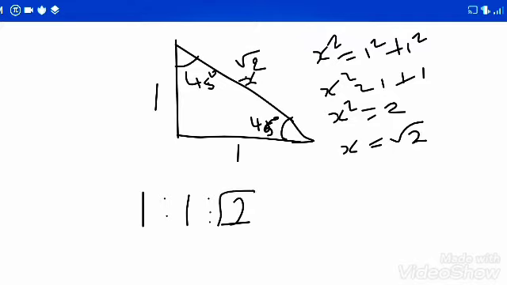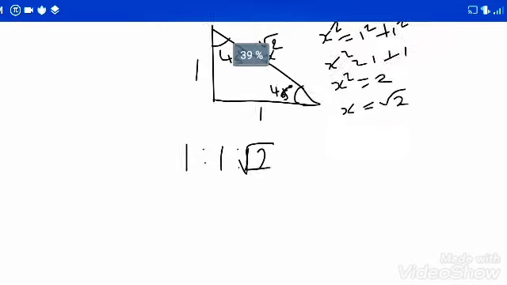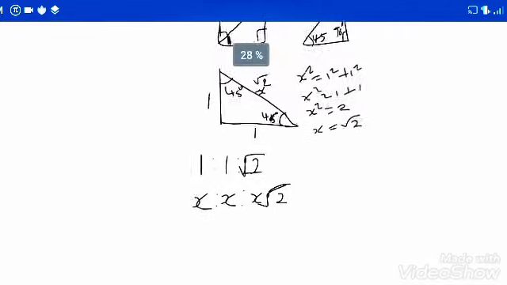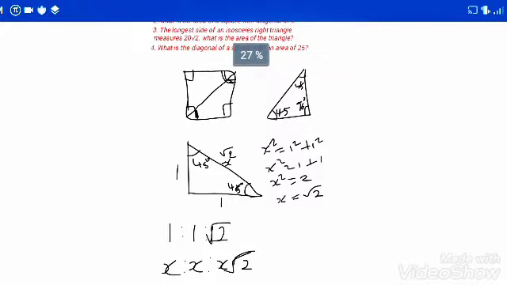Now this is a pattern you're going to memorize. This could also mean x to x to x root 2. This is a very important formula that you must remember, because you're going to be using it to solve questions relating right isosceles triangles to squares.